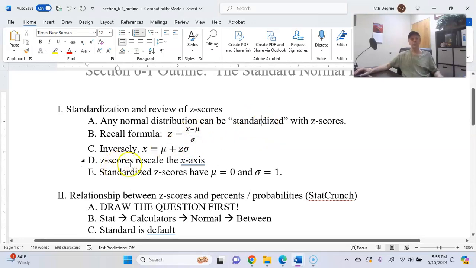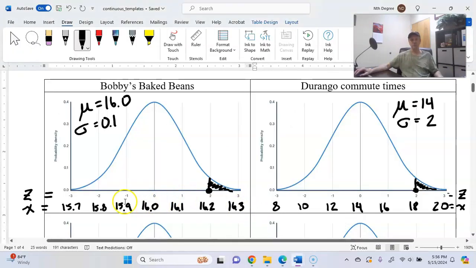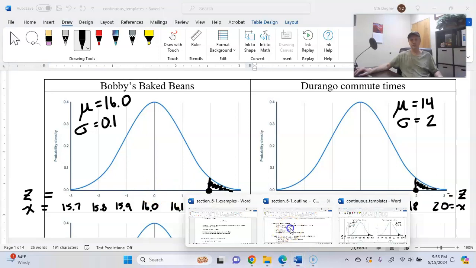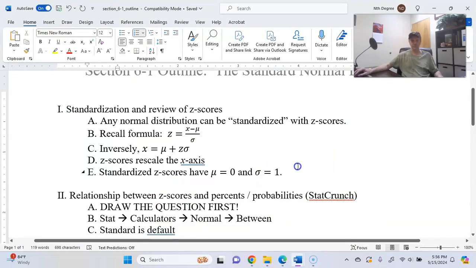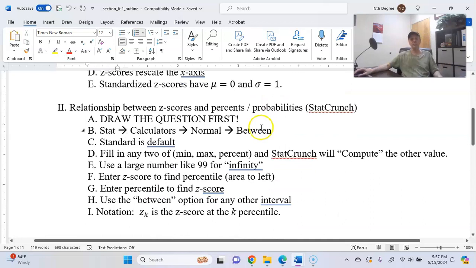The note that I'm making here is that z-scores rescale the x-axis. That's what we saw here. No matter what the x-axis is, it'll always standardize to have 0 in the middle, and then with a standard deviation of 1. And that's the definition of the standard normal distribution. So that's basically the concept behind it. What we're going to do in the next clip, as I mentioned, is we're going to go to StatCrunch and see how it can help us do these calculations.